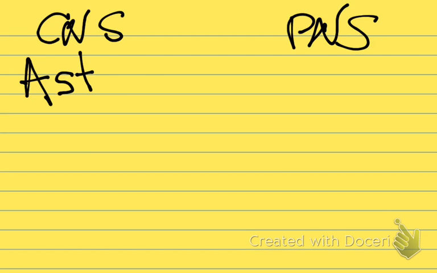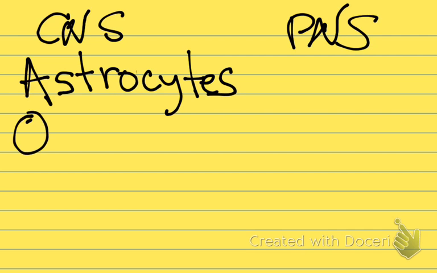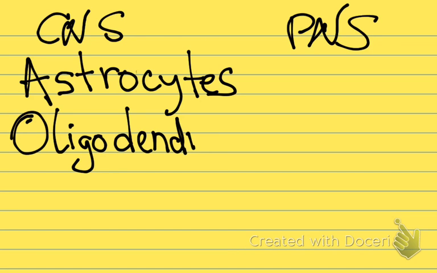So we had our main distinction was CNS and PNS. And in the CNS, we have 4 basic kinds. We have astrocytes. Tell me what their shape is. Star-shaped. We have oligodendrocytes. What was dendro? Branches. And what was oligo? Few. So these are cells that have just a few branches.